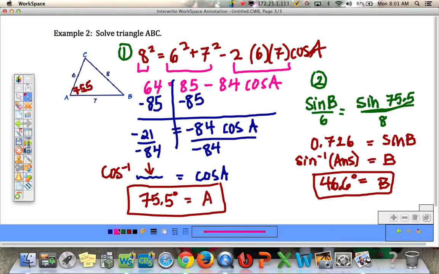And the last step is if we want the last missing angle, so this is 46.6, we have 180 degrees in a triangle. So here's step 3, take 180 minus 75.5 minus 46.6. And I did round, so you'll get about 57.9 degrees. If you round to 58, it should be okay too. So about 57.9 when I plug that in. So there it is, using law of cosines, law of sines, and the fact there's 180 degrees in a triangle to find all sides and all angles in a triangle.